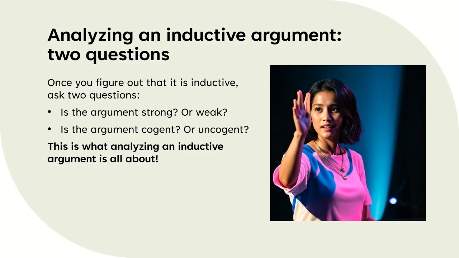The first question you ask is whether the argument is strong. The second question you ask is whether the argument is cogent. Asking these two questions, that's the process of analyzing an inductive argument. First, you ask if it's strong, then you ask if it's cogent.